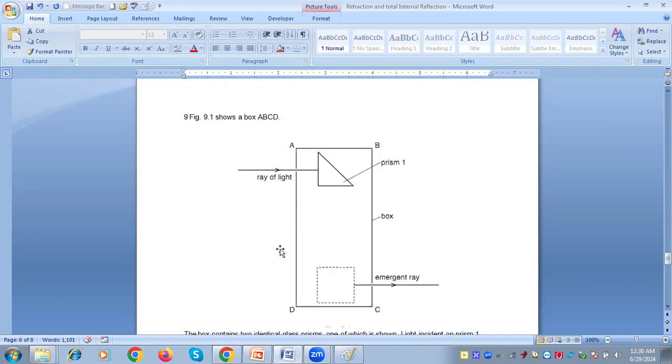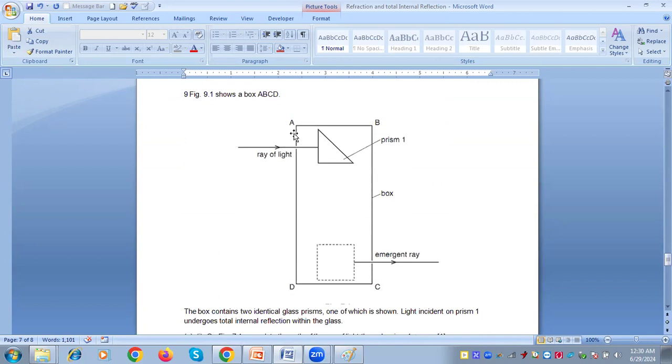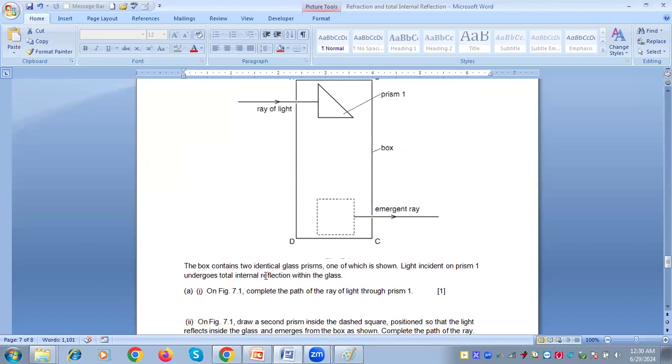Okay, this question is from IGCSE. This is a box ABCD which contains a prism. In one of the videos on dispersion of light, I have discussed this type of question in which two prisms are placed. This is actually a prism periscope. One ray is drawn here. The box contains two identical glass prisms, one of which is shown. Light incident on prism 1 undergoes total internal reflection within the glass. On the figure, complete the path of the ray of light through prism 1.